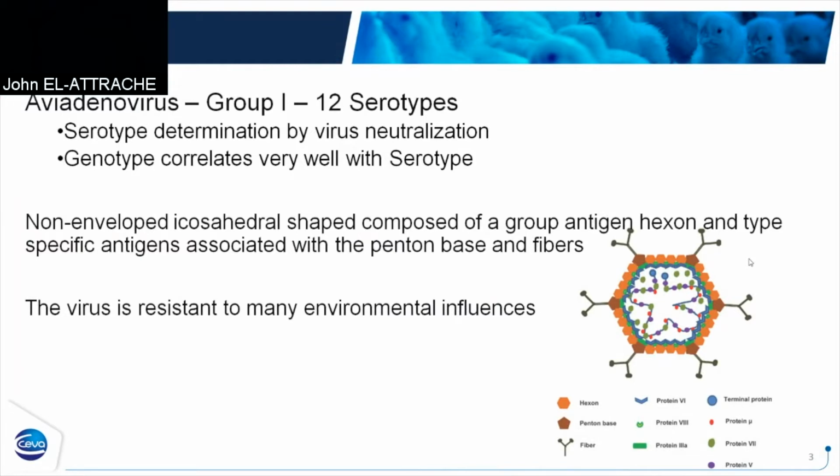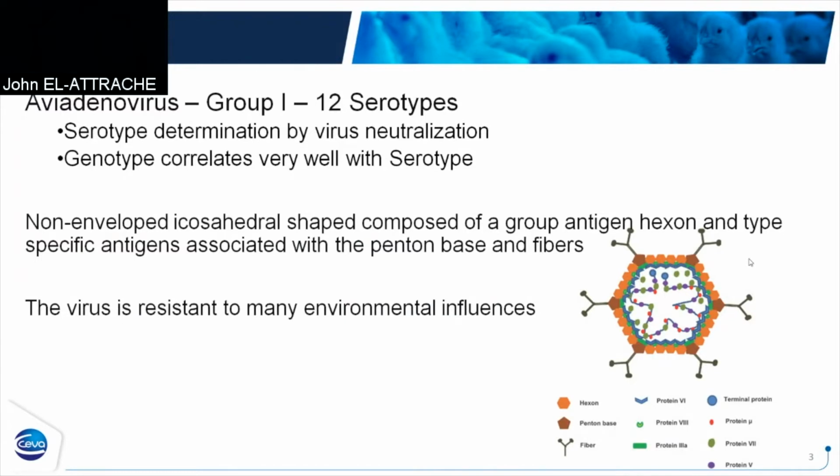So, etiology: as I mentioned, this is part of the avian adenovirus, a group 1 avian adenovirus. There are 2 other groups associated with adenoviruses. Depending on who you talk to, there are 12 or 13 serotypes, but for the most part the 12 serotypes are well-founded and well-described via virus neutralization as well as genotyping. And this is one case where genotyping correlates very well with serotypes.